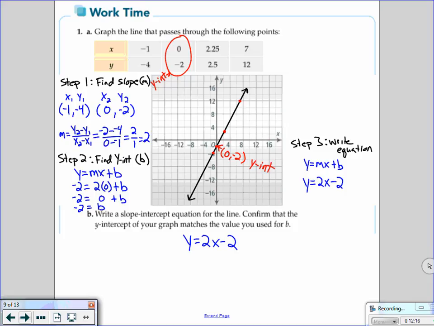So I picked my point 0, -2. So for y, I put in the -2. For m, I put in the 2 because that's what I just found it to be. And for x, I put in the 0. And then plus b because I don't know what b is. So when I take 2 times 0, I get 0. So -2 equals 0 plus b. So the 0 doesn't need to be there. So really what you have there is -2 equals b. Once you have the m and the b, the last step is to just go ahead and write the equation.